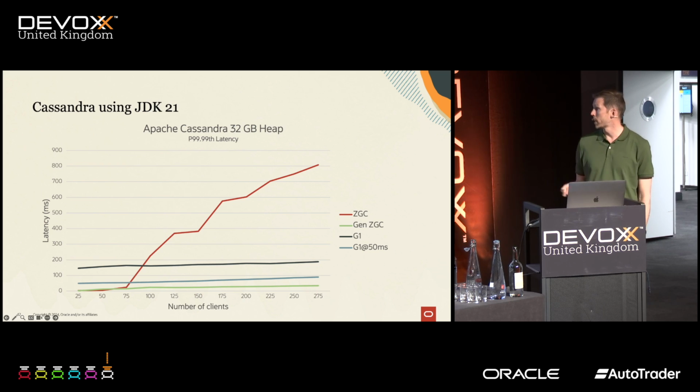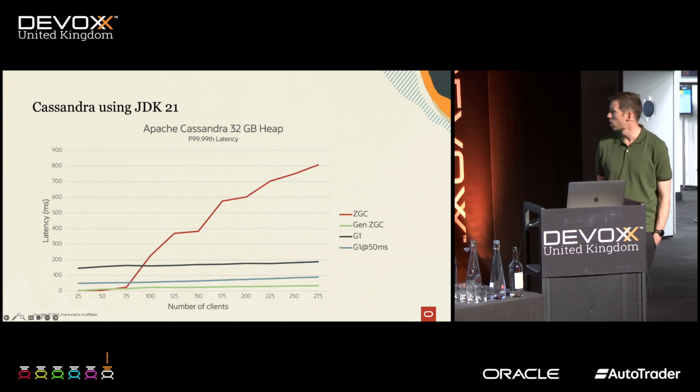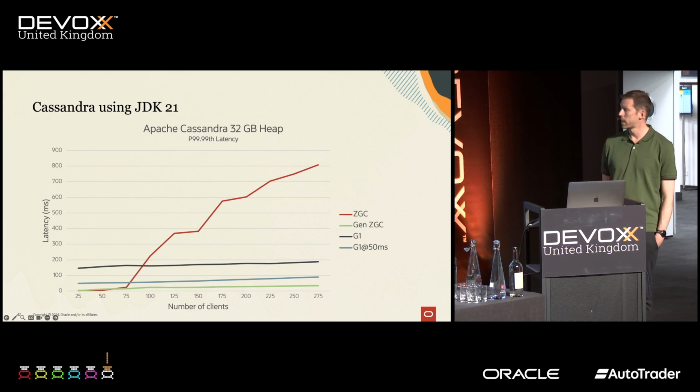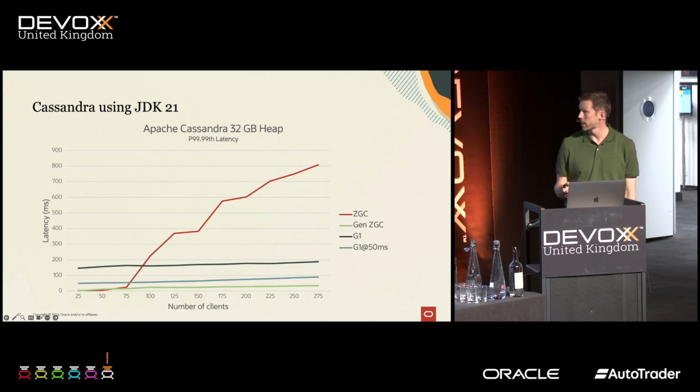Looking at G1, we can see that the default pause target, it's keeping it regardless of how many clients we have. Pushing the pause time goal down for G1 to 50 milliseconds, it's able to keep those at lower load. But as we increase the load, it's hard to keep this pause target. So this is something that we can improve on with G1, trying to keep it lower than what we have here, which is close to 100 milliseconds.